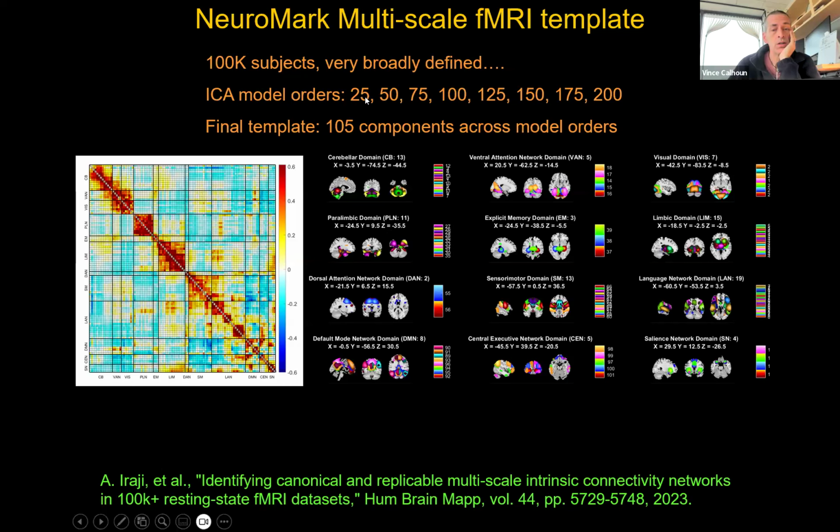So we ran all of these different ICAs with all of these different numbers of components. Then we looked at identifying components that were replicable, and we didn't duplicate components. The final atlas gave us 105 multi-scale components. There's a picture of what they look like, and this is our FNC atlas that we get as a result.